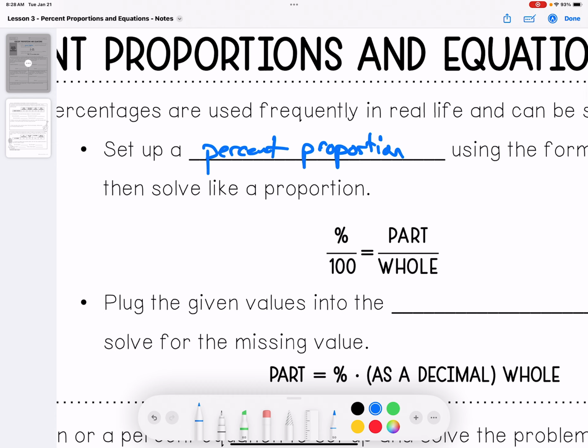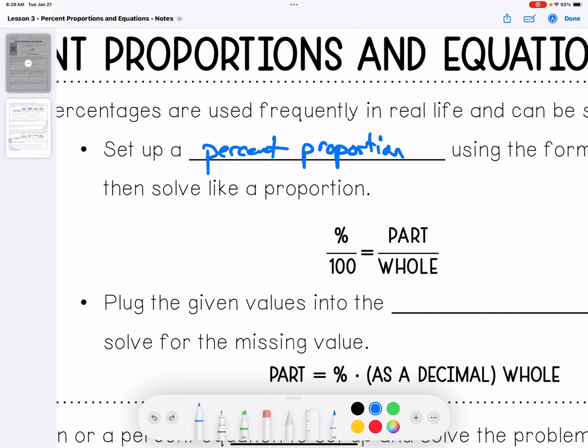Well, let's talk about the left side first. That side is always going to be the same. We don't know the percent a lot of times. Sometimes we're going to be looking for the percent, so sometimes this is going to be X. Sometimes X is going to be right there beside part, and then sometimes it's going to be right there beside whole.